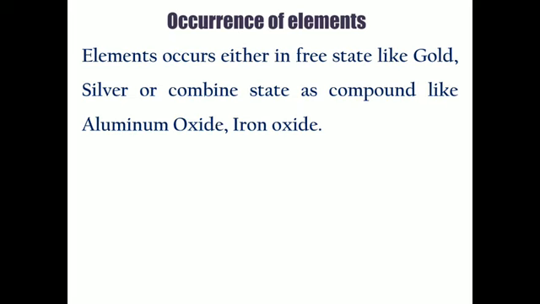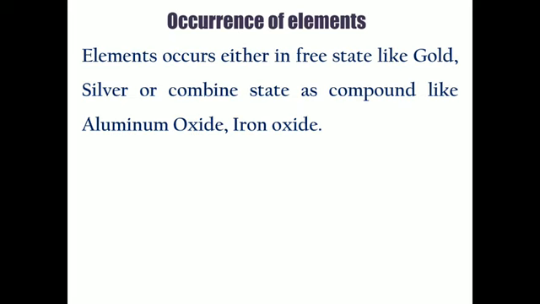Remember, free state means only a single type of atom will be present in the element. So gold, silver, these are the kind of elements which are available in free state. Whereas combined state means these elements are present in the form of compounds like aluminum oxide, iron oxide. So these are basically the combined state of these elements. So this is the availability, where these are going to occur in the earth crust.